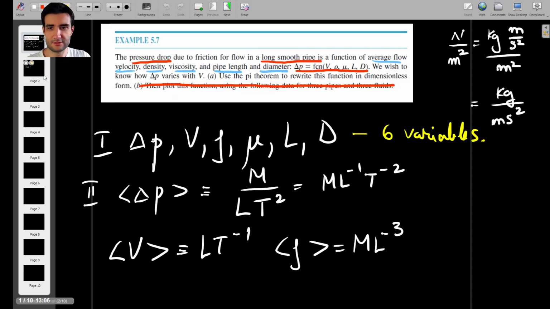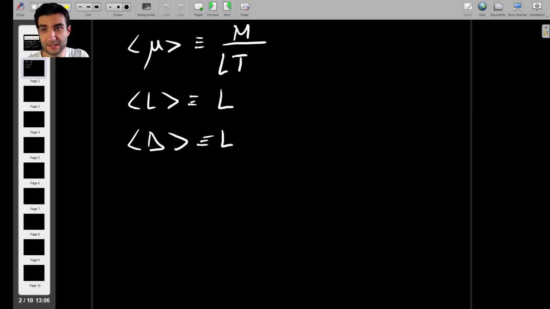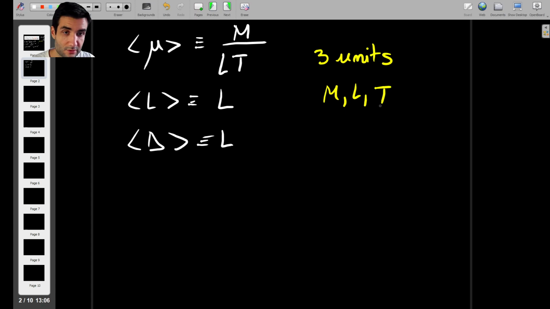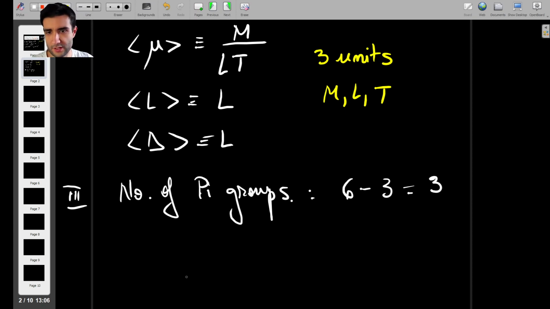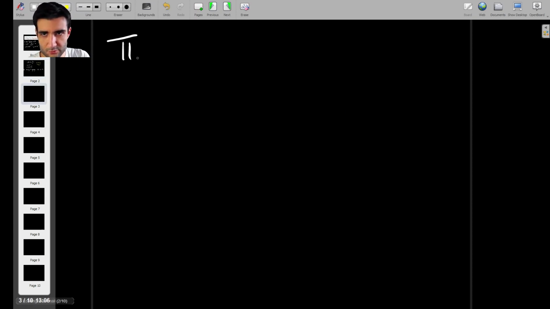Okay, right. So now we count how many independent units we've got, and we have 3 units. We've got M, we've got L, and we've got T as well. So what we then do is find the number of pi groups. So let's say this is step 3. The number of pi groups is number of variables minus the number of units, just 3, and therefore we have 3 pi groups. So we have pi group 1, pi group 2, and pi group 3.